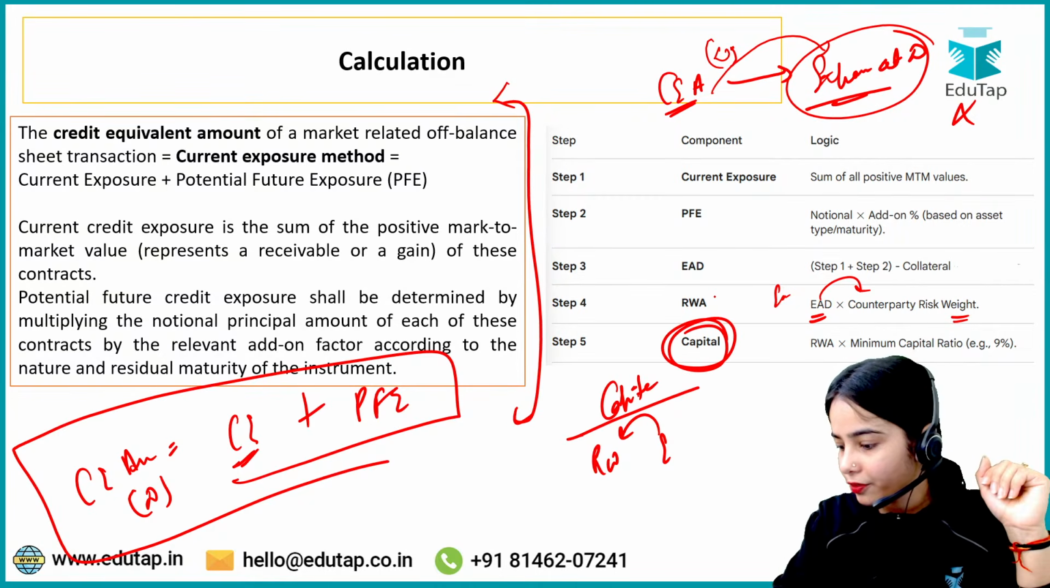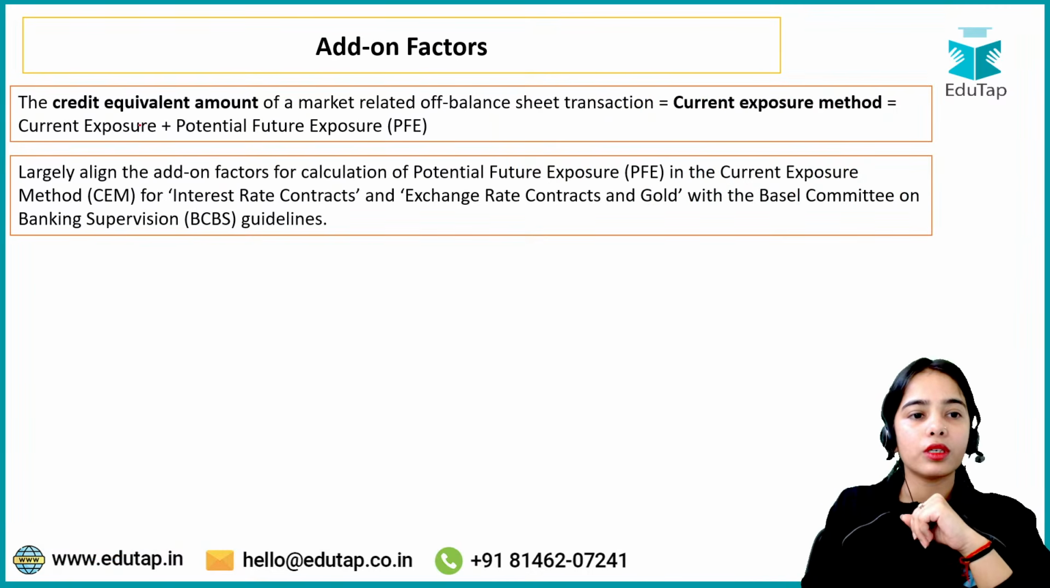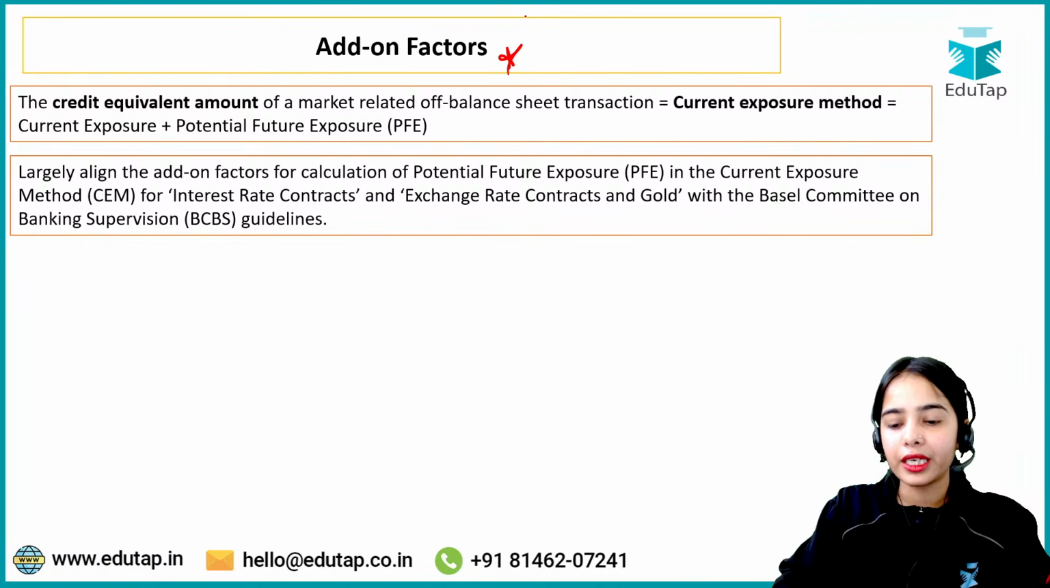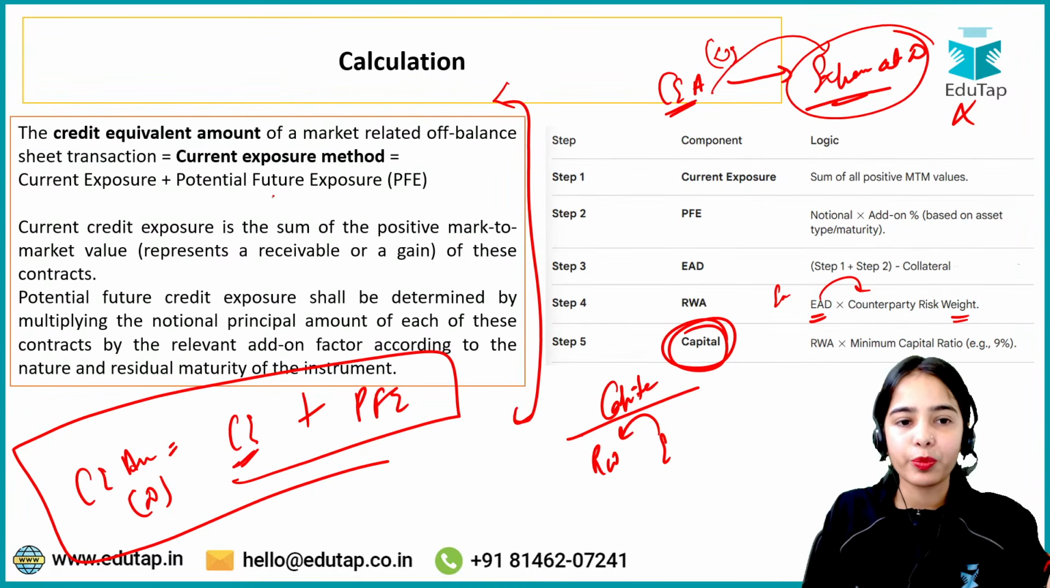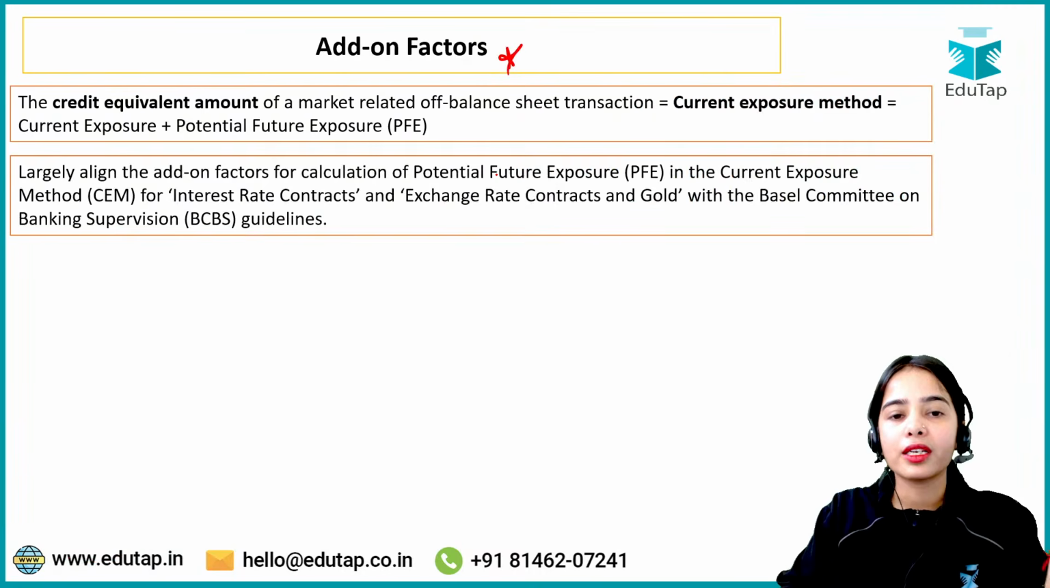This is the idea. Any confusion here? Now, why have these add-on factors been provided under the potential future exposure? Potential future exposure is the notional value multiplied by the add-on factor. So why is this add-on factor provided?